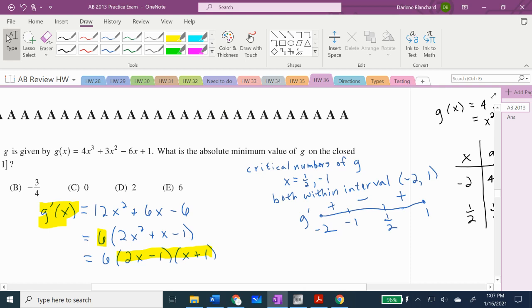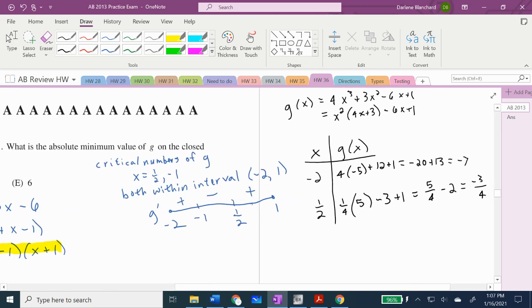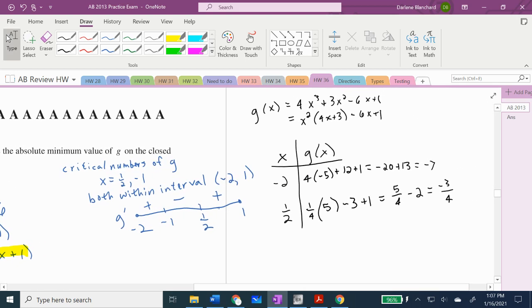To save myself the time of having to find the y values of every single critical number and every single endpoint, I took a quick look at where the derivative is positive and negative. So if I go positive slope, positive slope, the only possibility of an absolute minimum is at the left endpoint and at this relative minimum at 1/2. So those are the only x coordinates that I look at. What are the y values?